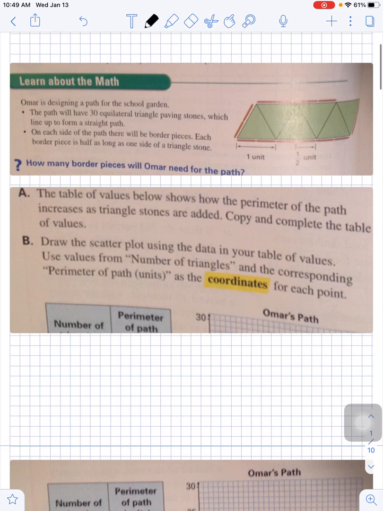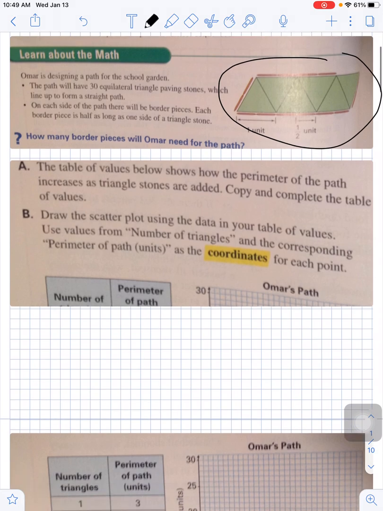So here's the question. Omar is designing a path for the school garden. The path will have 30 equilateral triangle paving stones which line up to form a straight path. On each side of the path there will be border pieces. Each border piece is half as long as one side of a triangle stone. So we see the diagram to the right. This diagram will be helpful for us to fill out some tables of values and make some charts. So the question we're trying to answer is, how many border pieces will Omar need for the path?